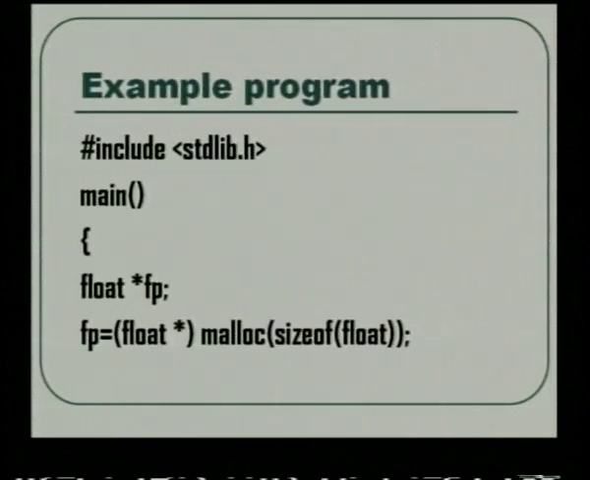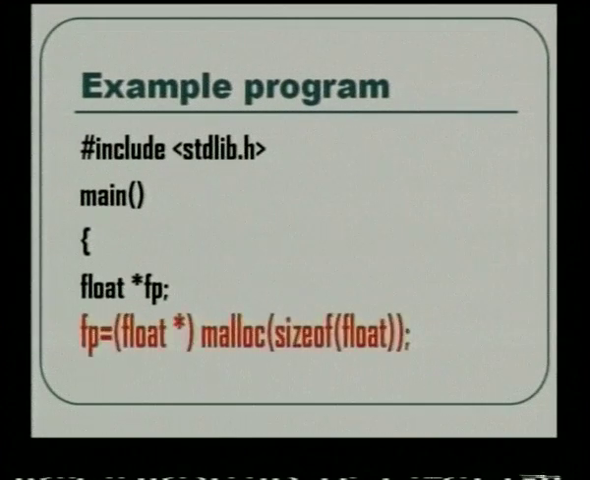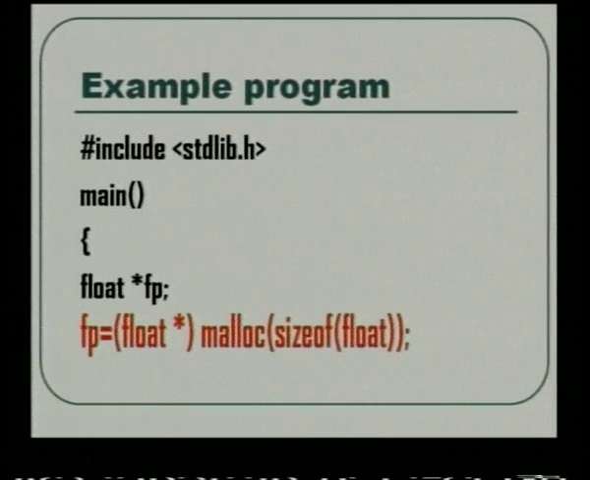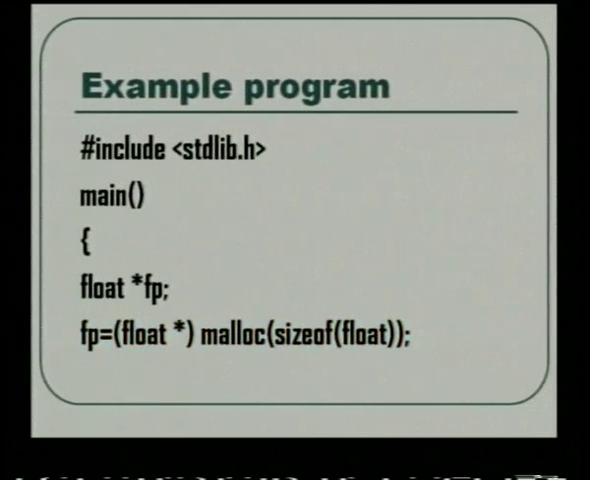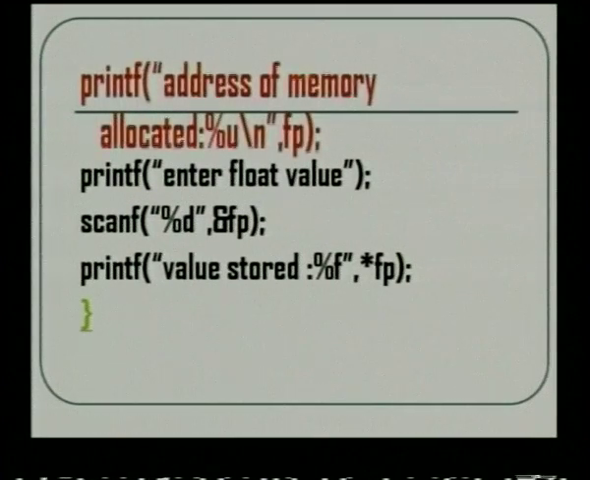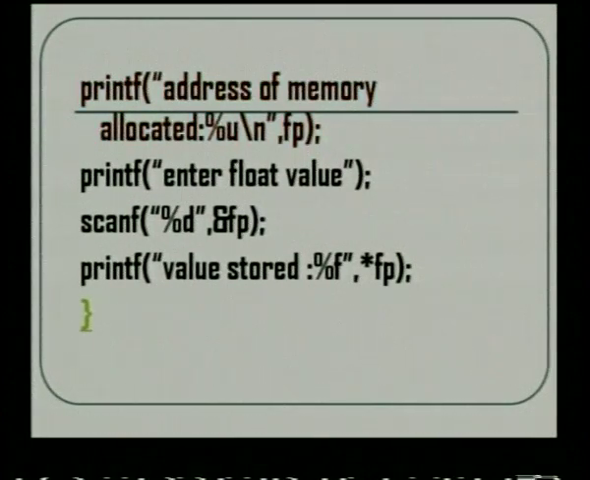Now, this is just a small example program. We have used the library.h file, the main function, and a float pointer variable. Using that, we are allocating the size for that particular float variable, malloc size of float, and that is stored in the pointer variable fp. Now, we are printing the address of the memory that is allocated. So, it has now been stored somewhere in memory. We are trying to get that address from the compiler.